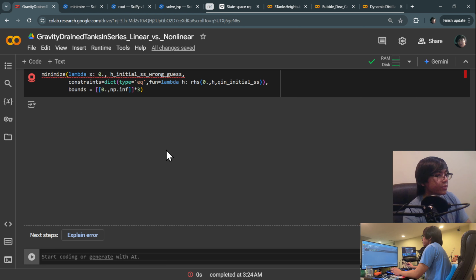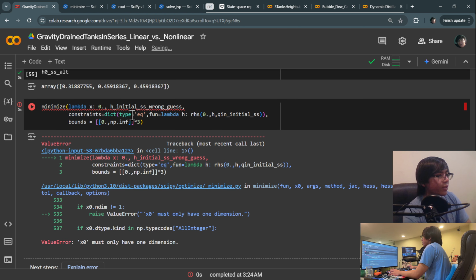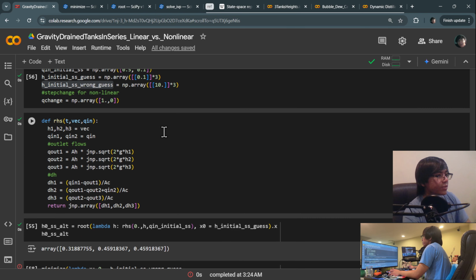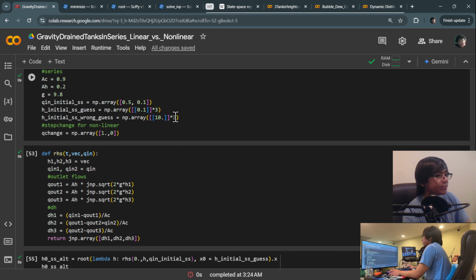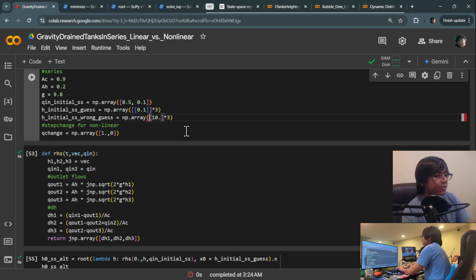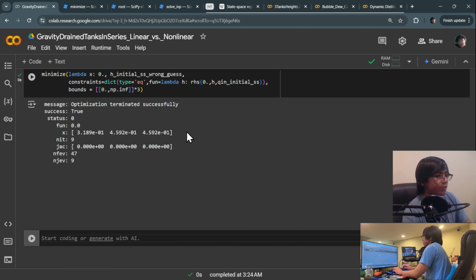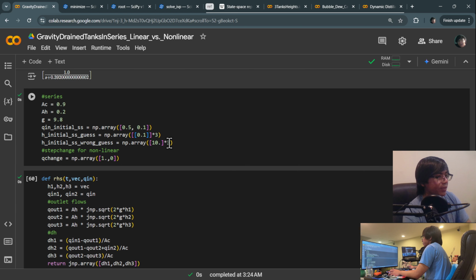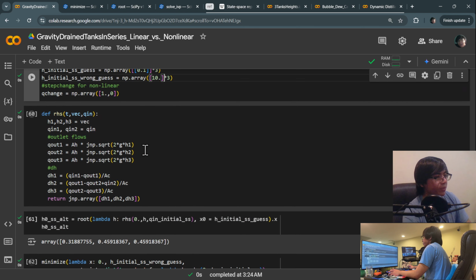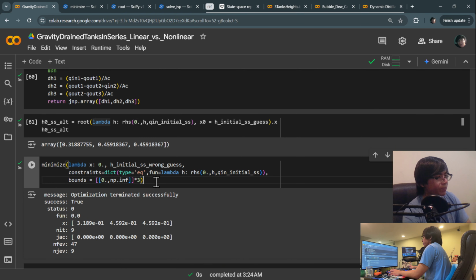I'm not too sure what this is. Let's see here. One dimension. Did I put multiple dimensions? Is this bracket changing it at all? Oh yeah, I guess it was a bracket. I guess when you do an array, you only need one bracket. But it works if you put it in root solver, apparently. Okay. Anyway, it did converge, and looks like it is the same numbers here, 4.592.